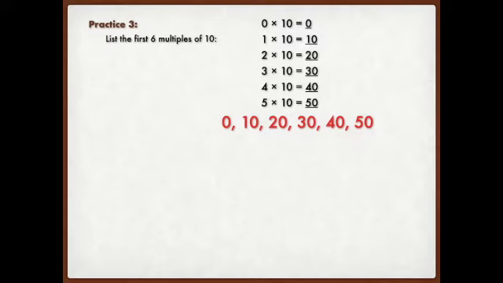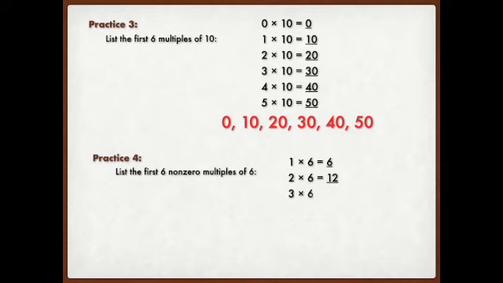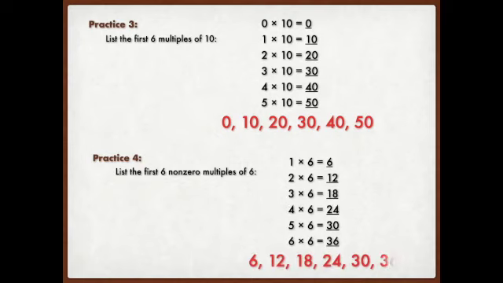Now remember, if it is asking for the first 6 non-zero, we would start with 10 times 1 and then go till 10 times 6. Okay, let's try another practice. What are the first 6 non-zero multiples of 6? So we'll first start with 6 times 1, and then we would go all the way to 6 times 6. Those are our 6 non-zero multiples of 6.